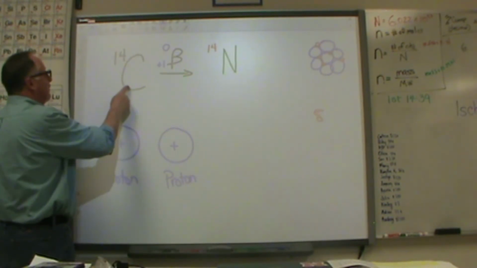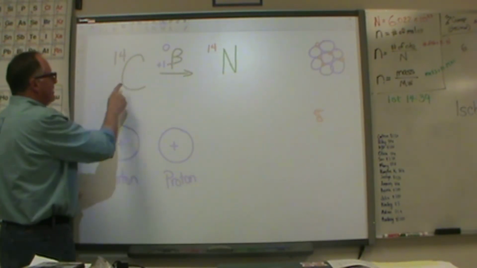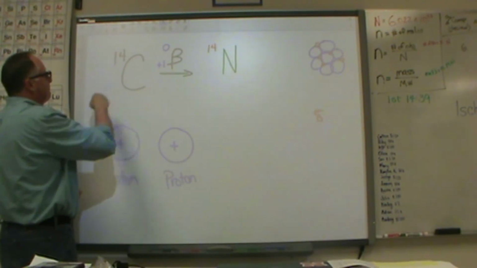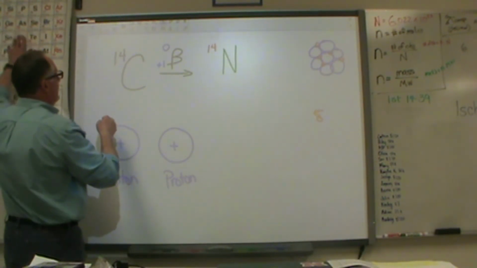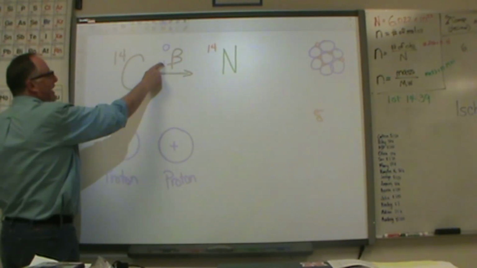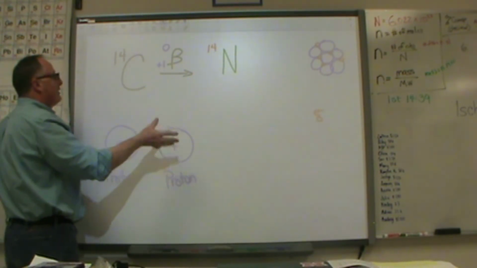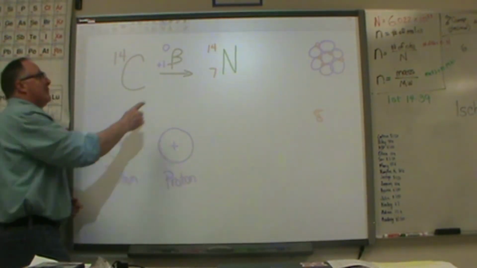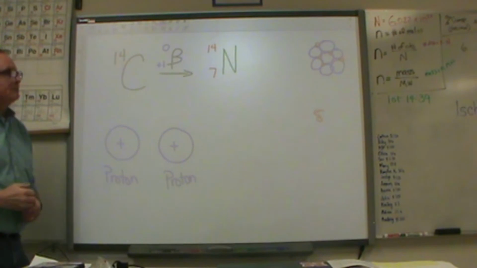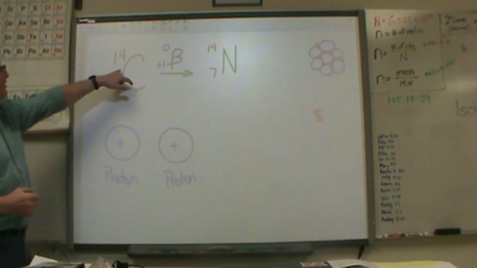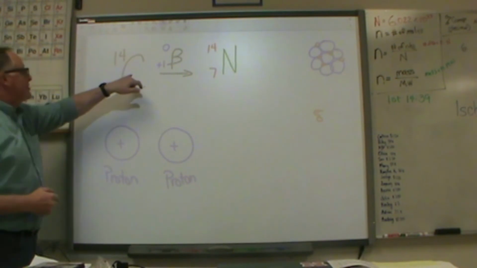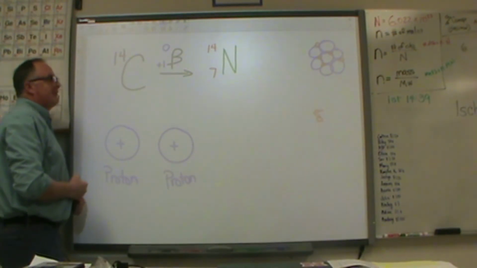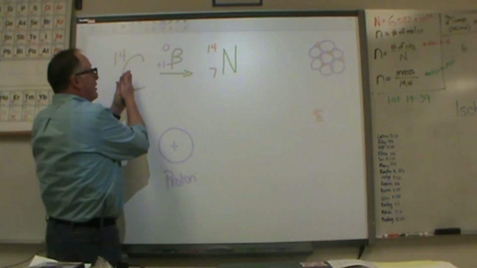So carbon on your periodic table is number 6. That's what we would write down here. You can just look on the periodic table. It's going to be number 6, but we're going to add 1 to it because we changed one of the neutrons into a proton, and it becomes 7. And if you look on your periodic table, number 7 is nitrogen. So in beta decay, carbon-14 changes into nitrogen-14. And this is the end of a series. That's the whole series. For carbon-14, we're done.